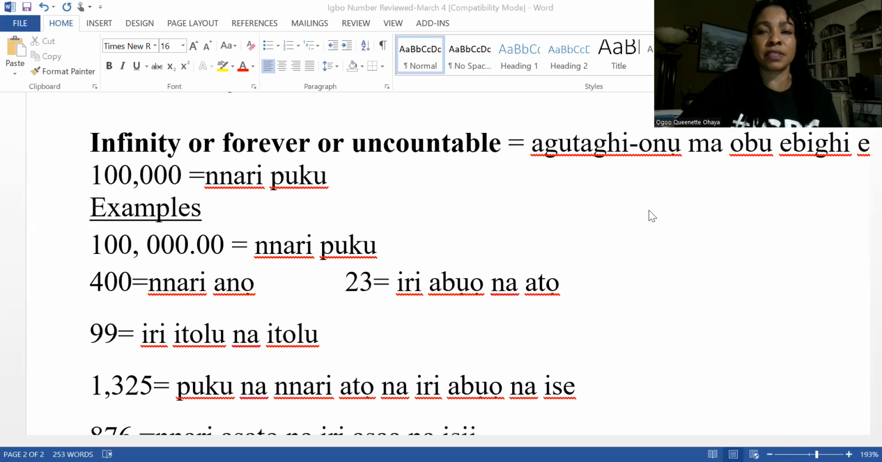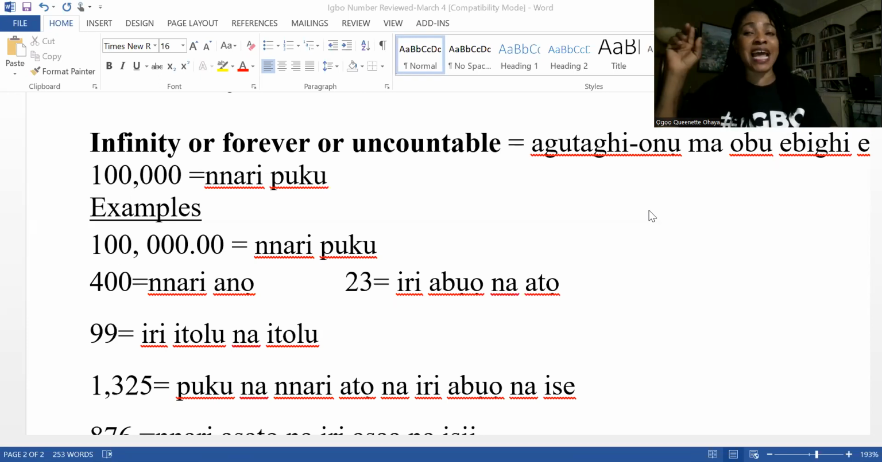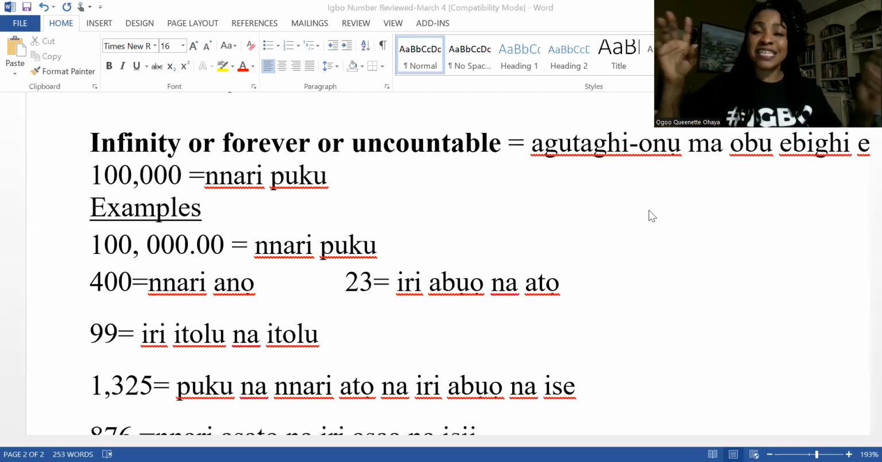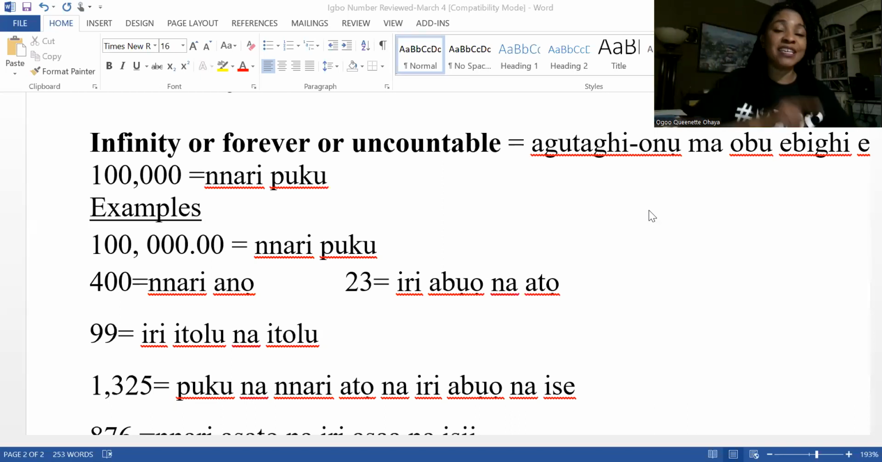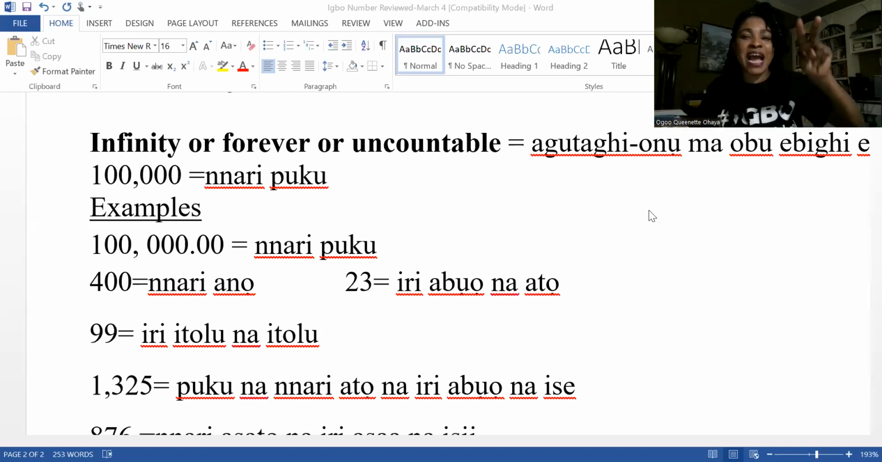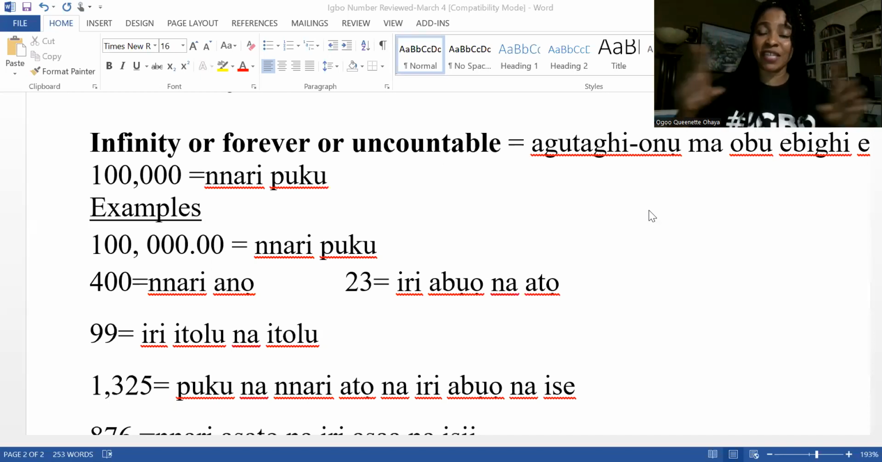When you say puku abo na iri na ise, it means 2015. But your question, what you want us to say, is 2050. So 2050 should be puku abo na iri ise. Don't say puku abo na iri na ise. That's 2015. But 2015 should be puku abo na iri na ise. You see, we have two na. But if it's 50, only one na.